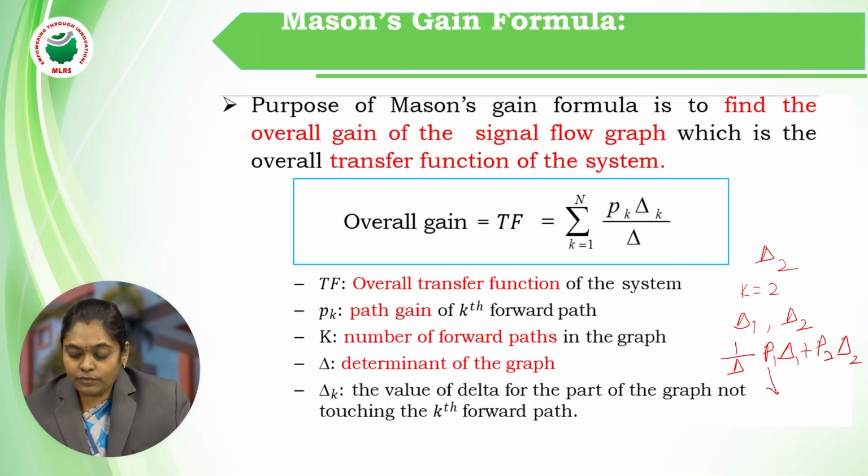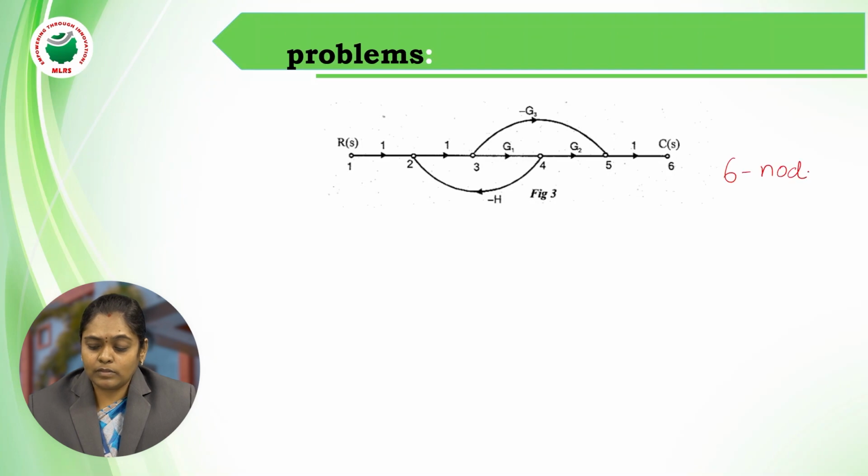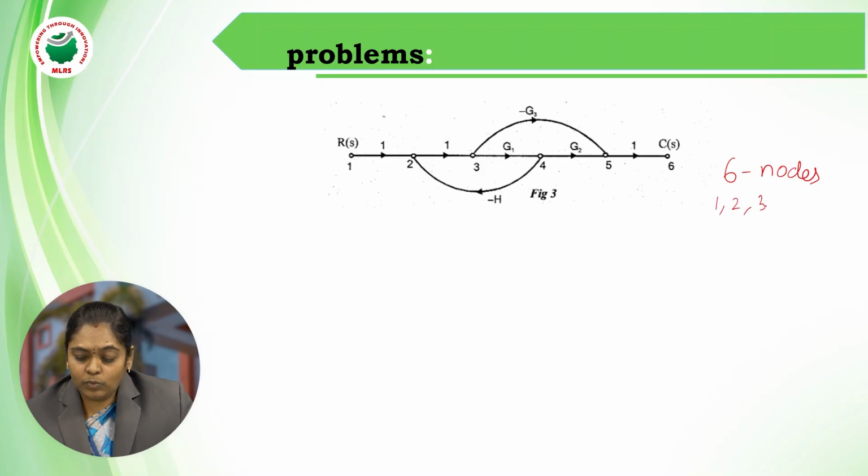Here P1 is the first forward path and P2 is the second forward path, and delta k is nothing but the path gain which is not touching the corresponding paths. I will explain that with one example. So now let me take this signal flow graph which is given. If you observe here, this signal flow graph consists of how many nodes? 6 nodes. The nodes are represented with the numbering 1, 2, 3, 4, 5 and 6.